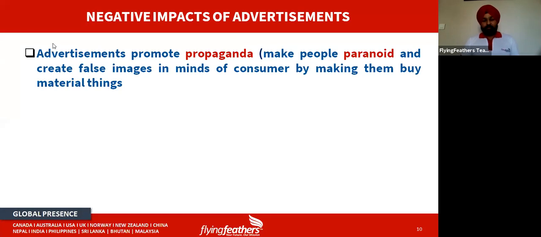All right. So first point, carefully read the first point. Advertisements promote propaganda, make people paranoid, and create false images in the minds of consumer by making them buy the material things, right?